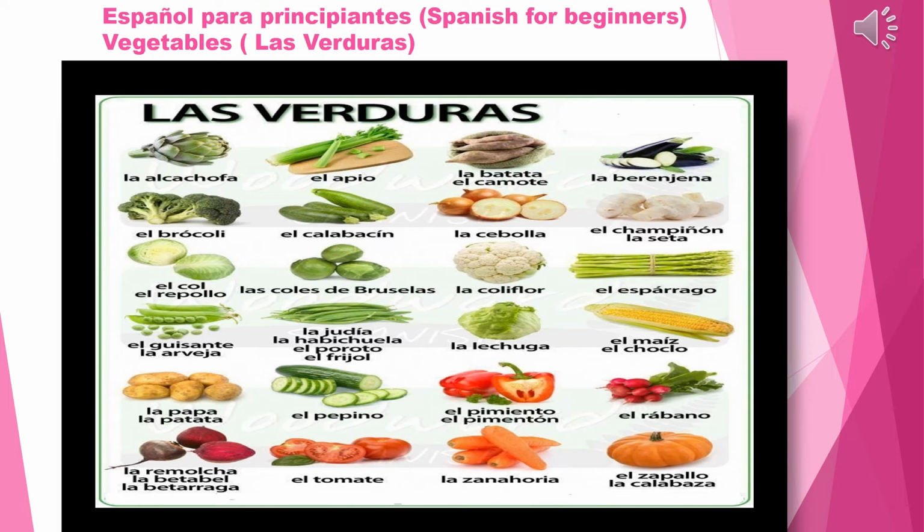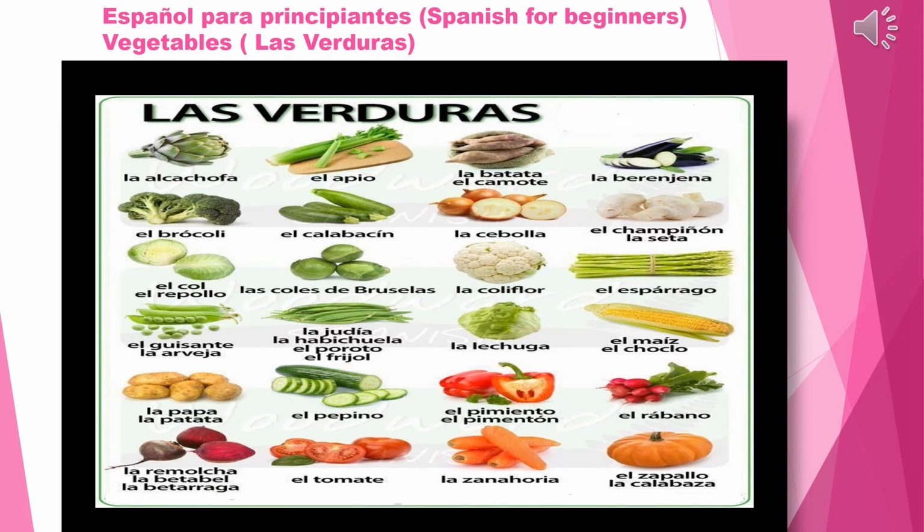So I think the next thing is also el rábano and la remolacha, la betabel, or la betarraga. So that is beetroots. The other one is radish, and this one is beetroot. So it's almost the same thing, just a different variety maybe.